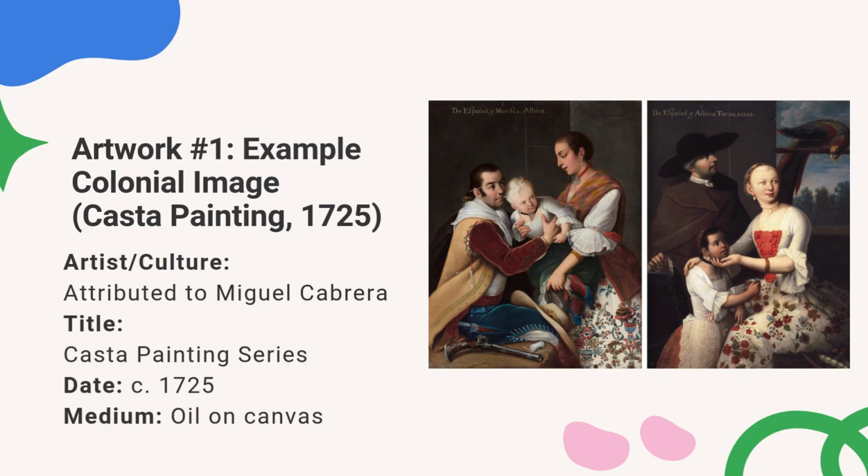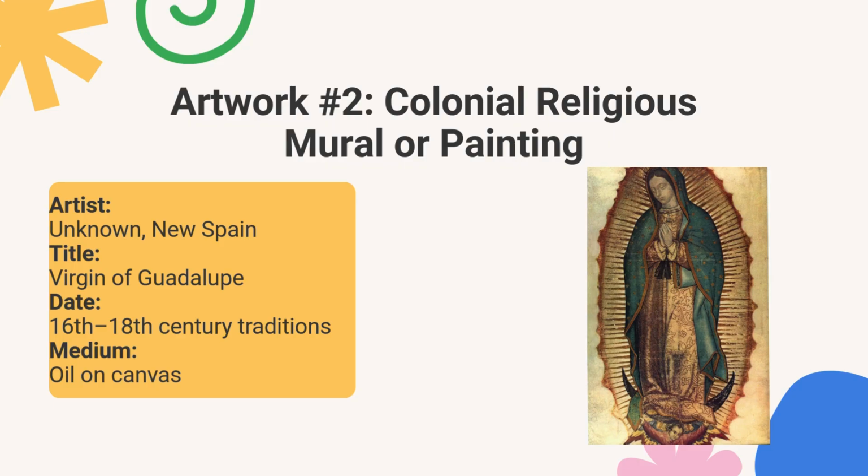Interestingly, these same visual tools, once used to define and restrict identity, are repurposed in today's Los Angeles murals to celebrate community heritage and cultural pride. Another central image in colonial Mexican art is the Virgen of Guadalupe. Though rooted in indigenous and Catholic traditions, this figure became a national symbol of unity, protection, and belonging.